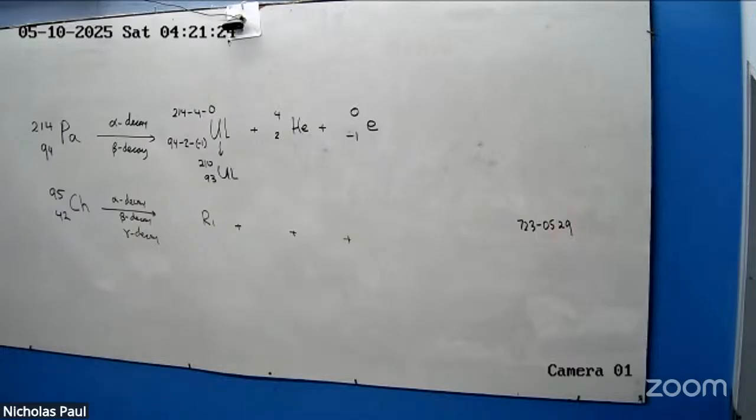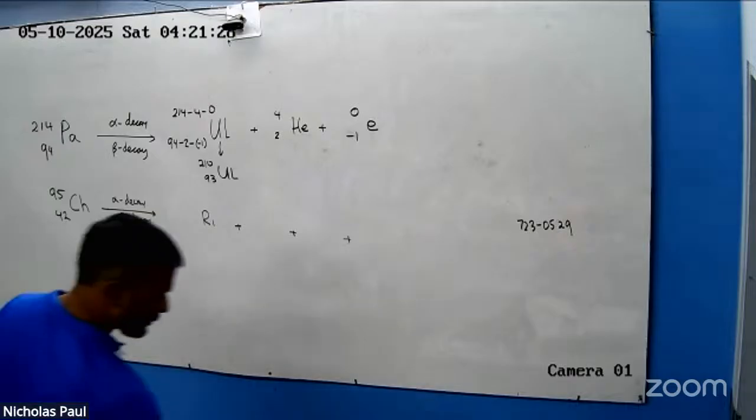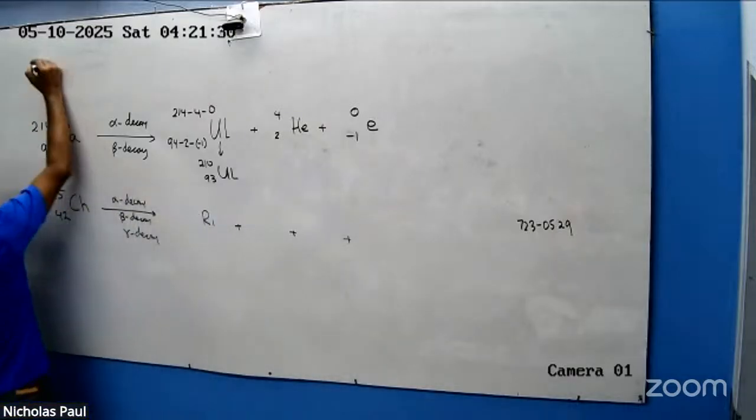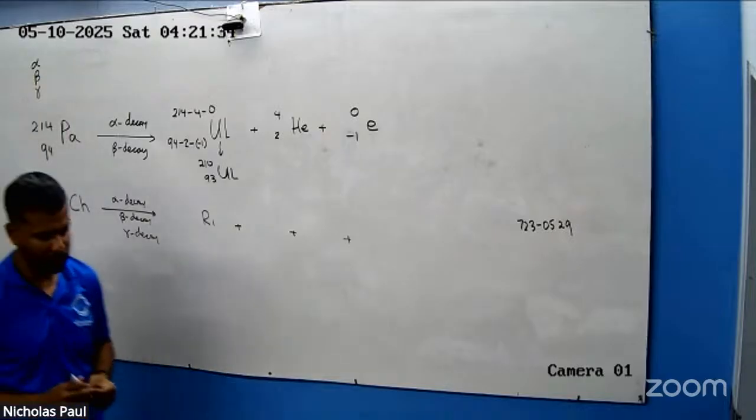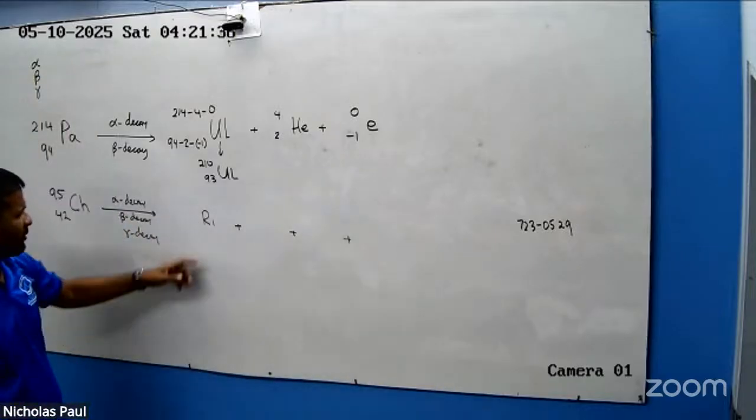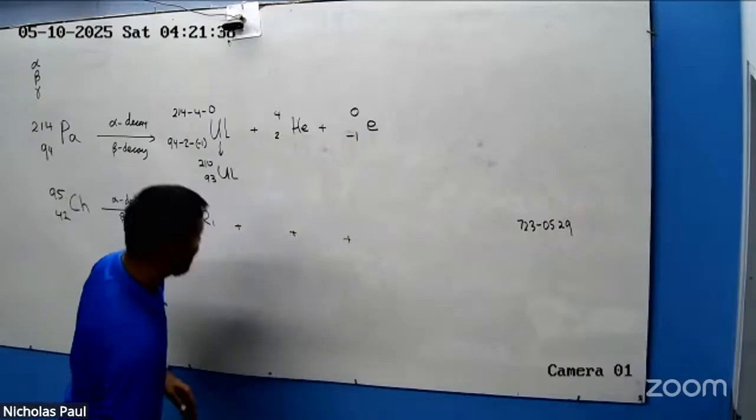Let's write symbols for gamma. And let's show you all the symbols: alpha, beta, gamma. Ri, it doesn't matter, I just make it up.